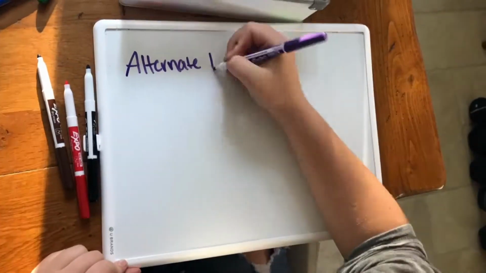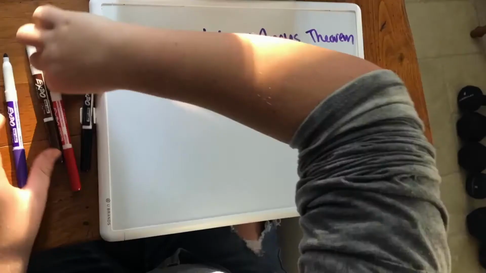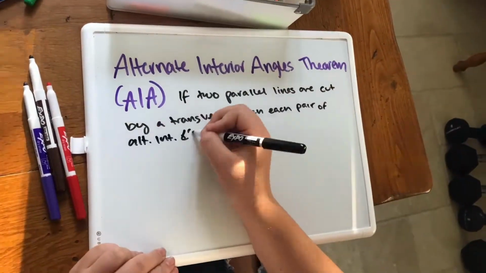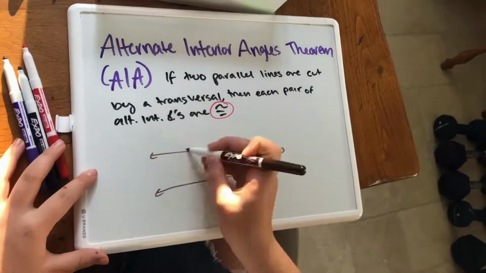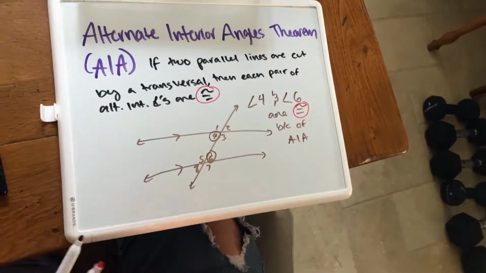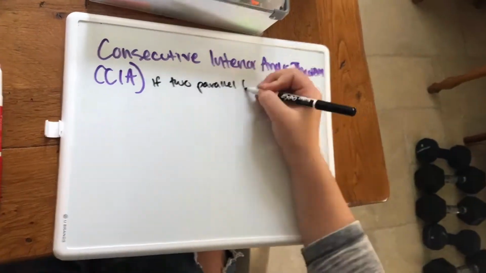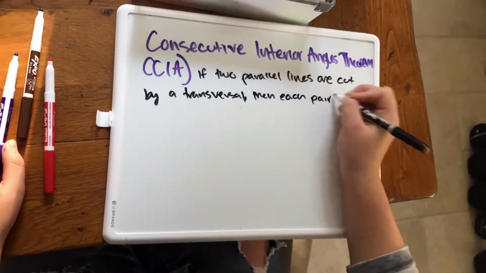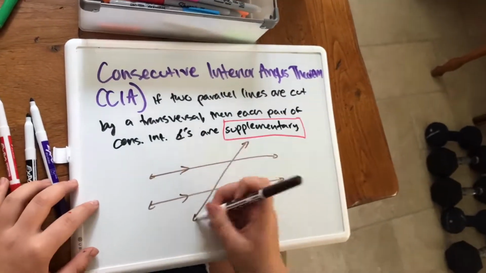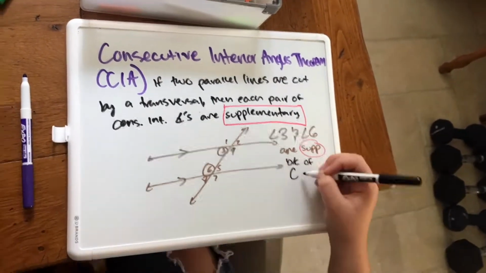Next, alternate interior angles theorem, or known as AIA. If two parallel lines are cut by a transversal, then each pair of alternate interior angles is congruent. In this diagram, angles 4 and 6 are congruent because of AIA. Next, consecutive interior angles theorem, or known as CIA. If two parallel lines are cut by transversal, then each pair of consecutive interior angles is supplementary. In this diagram, angles 3 and 6 are supplementary because of CIA.